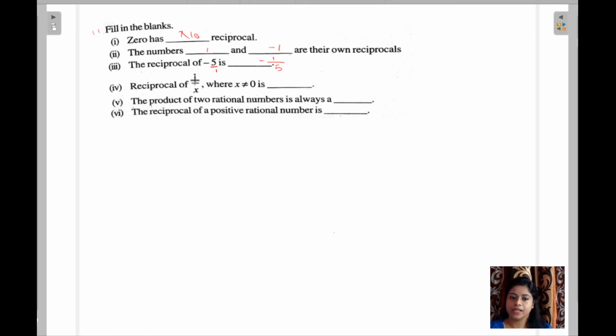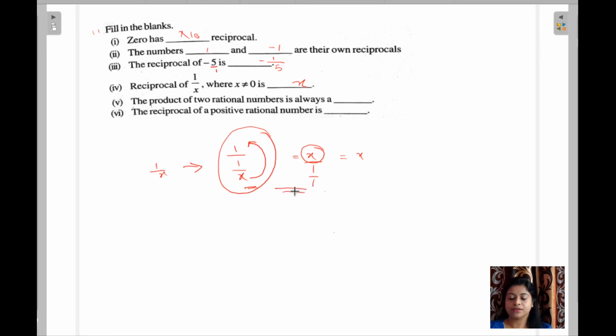The reciprocal of 1 by x, where x is not equal to 0. The reciprocal of 1 by x is what? 1 by 1 by x. Now see, this x will go to the numerator. So this will become x by 1 by 1. That means ultimately the answer is x. If you want to know more about this, how I have written this, or you have not understood, then comment below. I will make a video to make you understand this.